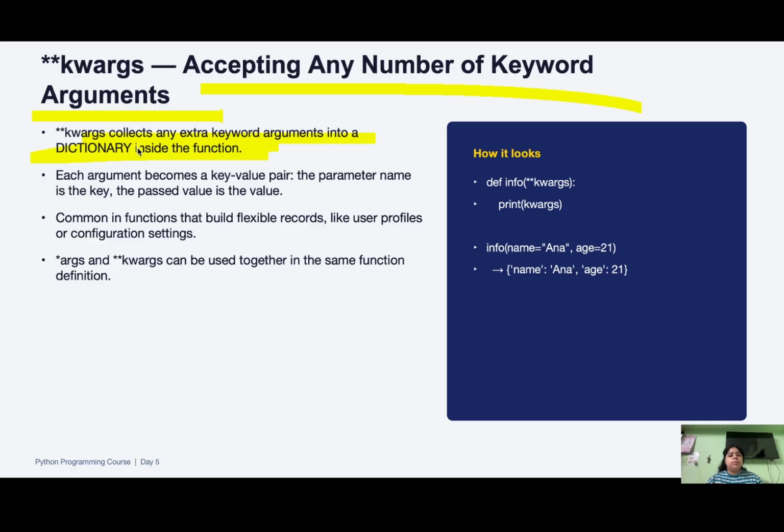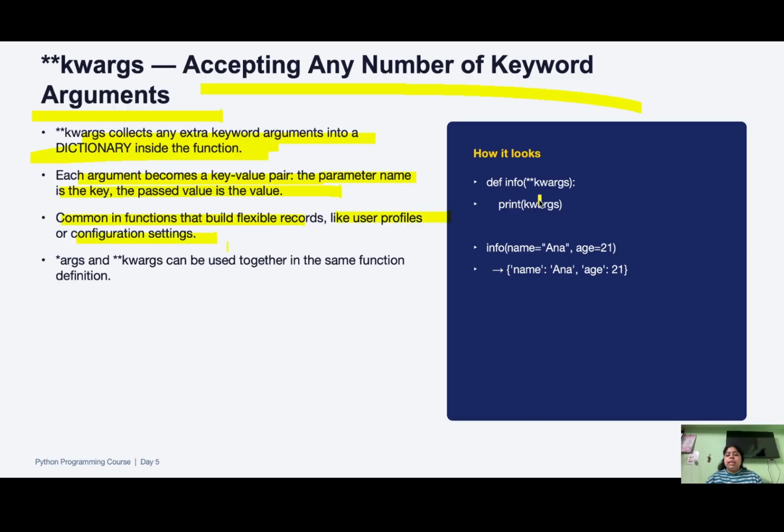Getting my point? Each argument becomes a key value pair. The parameter name is the key. The name of the parameter which you have fed in the function becomes the key, and the value is whatever you pass, whatever the caller passes. Common in functions that build flexible records like user profiles or configuration settings.